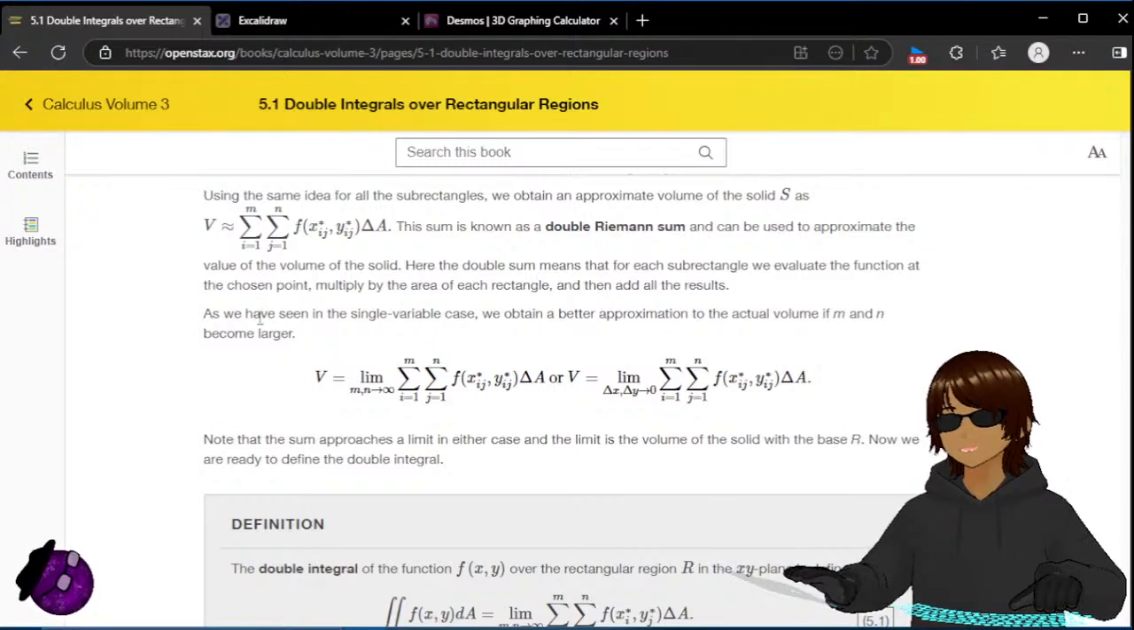As we have seen in the single variable case, we obtain a better approximation to the actual volume if m and n become larger. This goes to infinity. Okay, so Δx and Δy are going to 0.